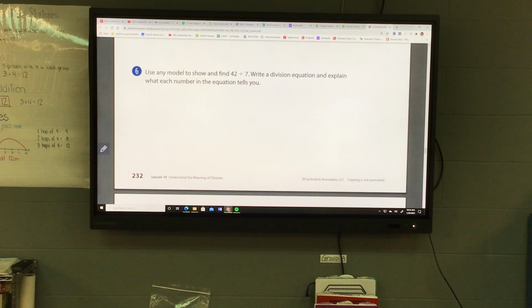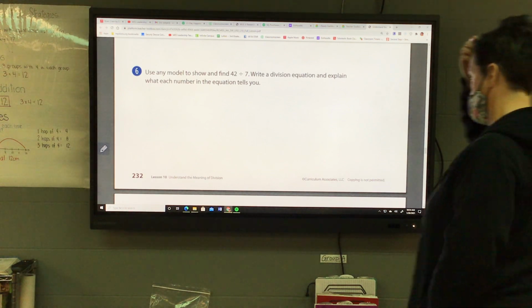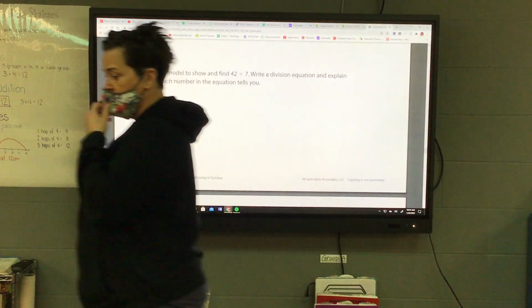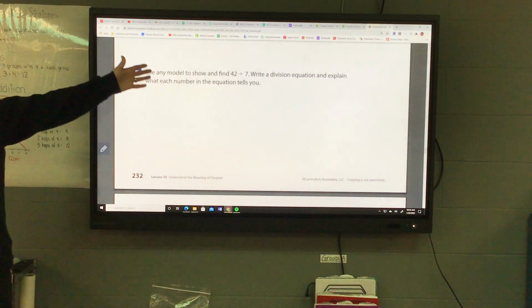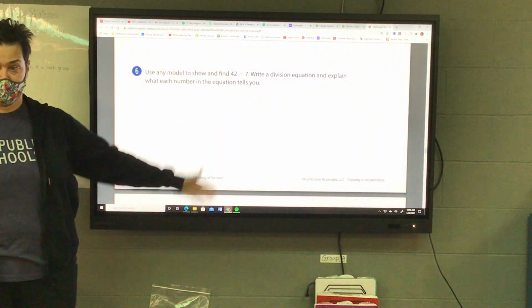Could you create an array? Sure. Could you do equal groups? Sure. Whatever is going to help you figure out, solve for that quotient. Because we have a missing number in here, don't we?